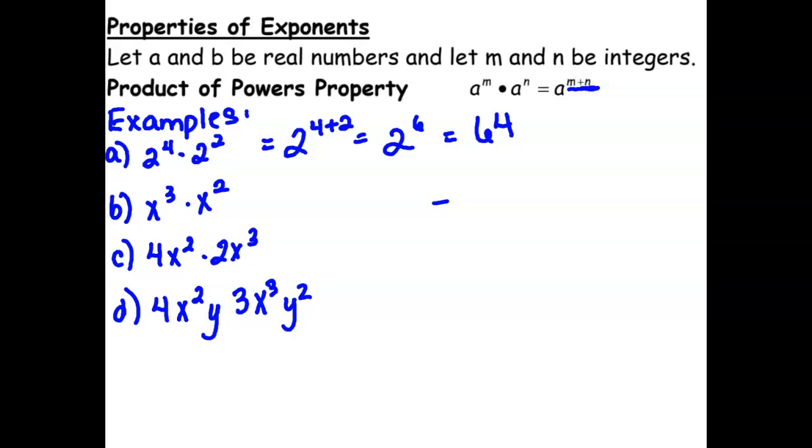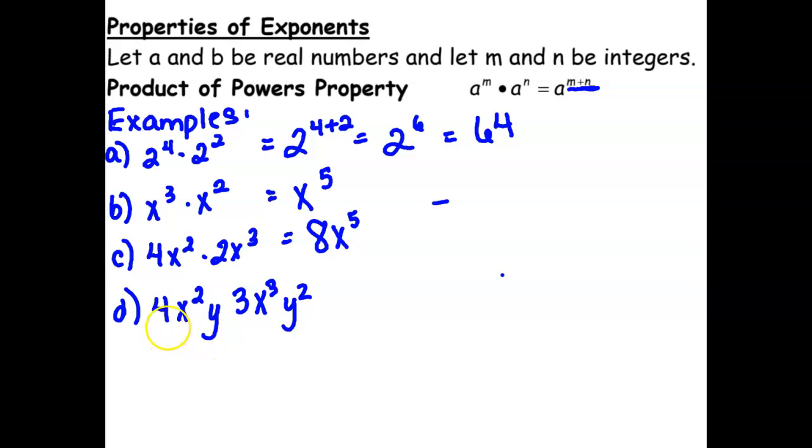Okay, if it's just a variable, you have the same base. So the base in this case is x, and 3 plus 2 is 5. So this one would be x to the 5th. Now if you have a mix, in this case we've got 4 and 2 as our two coefficients and we're multiplying them. We still multiply the actual numbers of the coefficients. So 4 times 2 is 8. But the x's, x squared times x to the 3rd, the rule is we add the exponents, so this would be x to the 5th. If we simplify that expression, we would get 8x to the 5th.